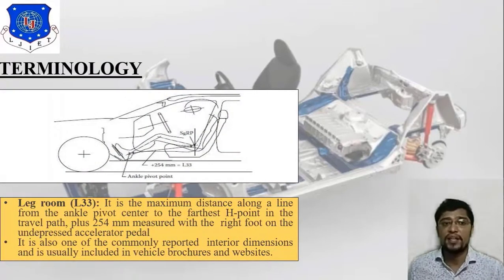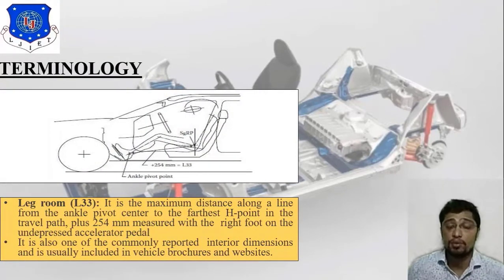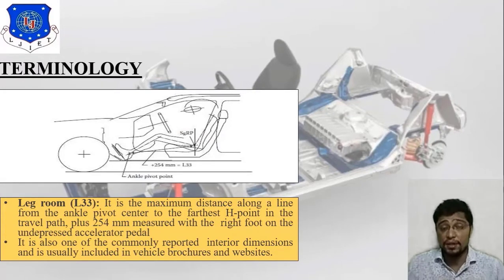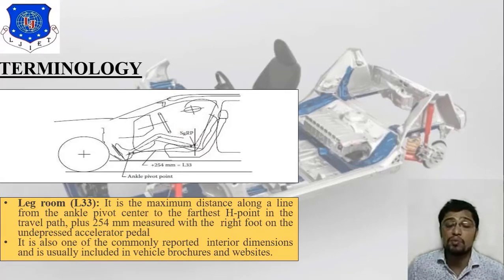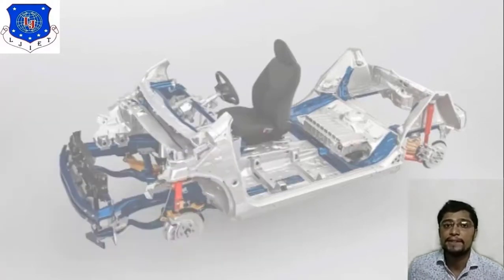Next one is legroom. Now we can talk about legroom. What is legroom? L33, as you can see in the table. Now the definition: it is the maximum distance along a line from the ankle pivot center to the H point in the travel path of the undepressed accelerator pedal. So this is the concept of legroom. Move forward to the next slide.